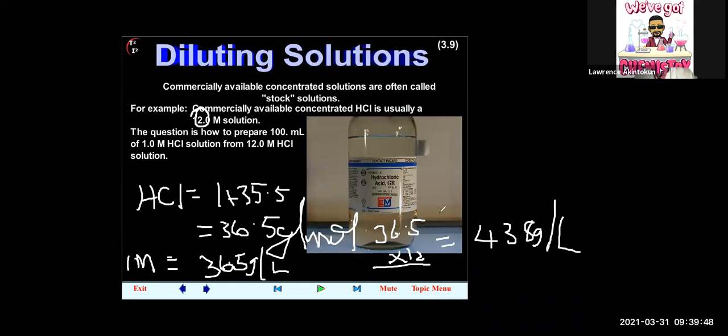You see how powerful it is now? 36.5 grams dissolved in 1 liter will give us 1 molar solution. To get 12 molar solution, you dissolve 36.5 times 12. That means 438 grams of that powder in the same 1 liter solution. You see how powerful it is? That is what you call stock solution. Okay?